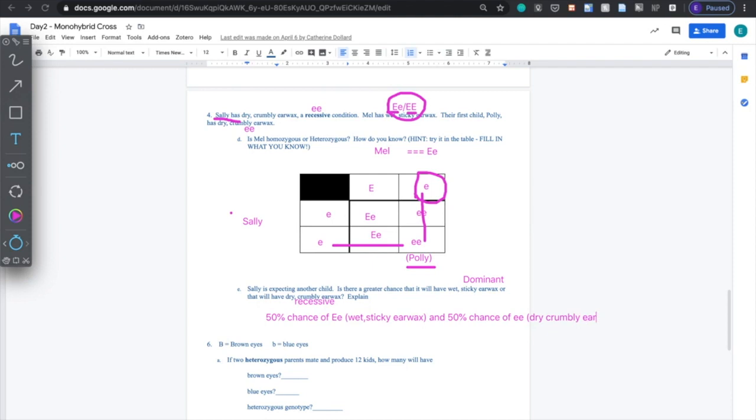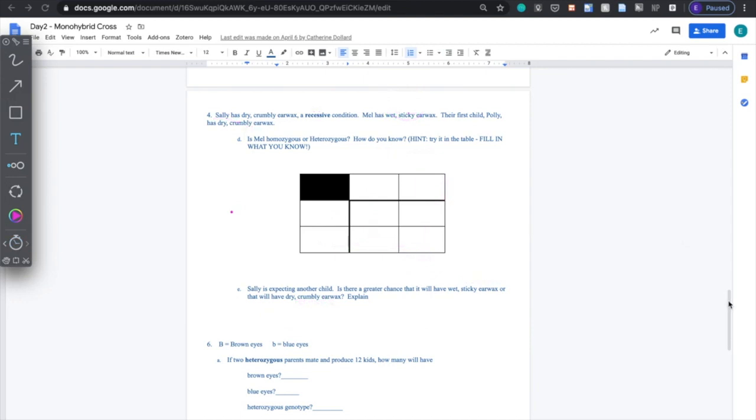I know it's kind of a gross one, guys, but woohoo! Done with that problem. Okay, so I believe this is our last problem. Yes, thank God.